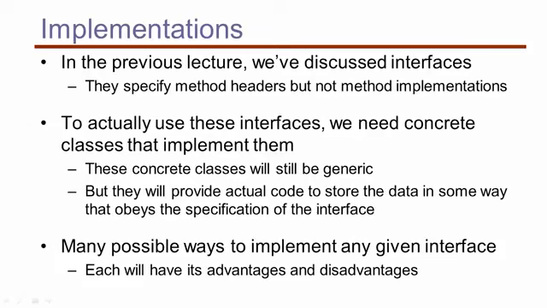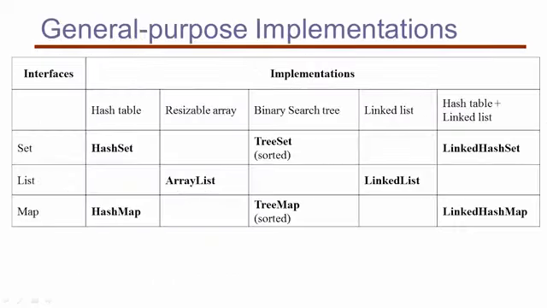We might implement an interface by using a resizable array to manage the underlying storage of objects. Or we might use a linked list rather than an array. Or we might use a tree structure or a hash table to store the objects. Each of these might be used to implement an interface with their own set of advantages and disadvantages. Here's a table showing some of the possible implementations for the interfaces we have been discussing. We see that there are several options to implement a set or a list or a map.